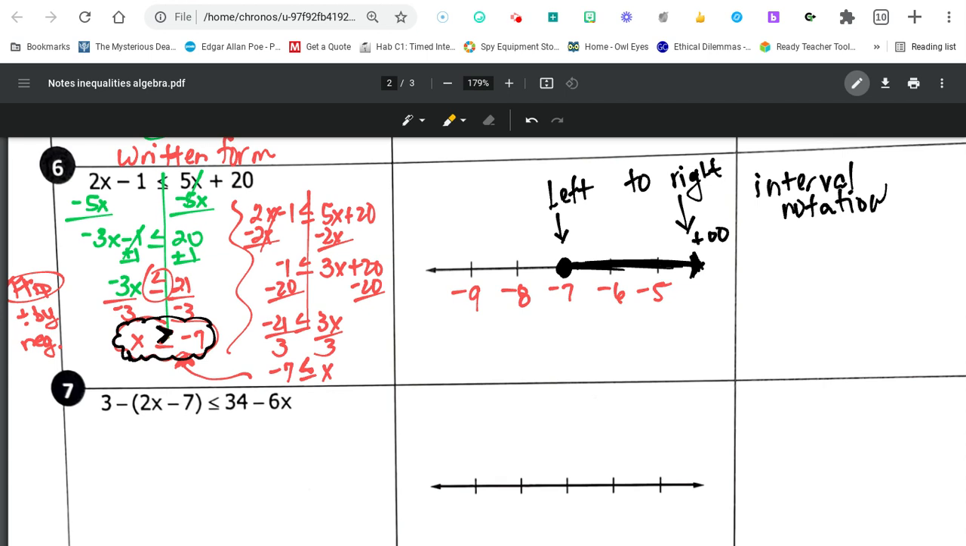Be careful when you start on the left. I'm just going to use L and R. You're going to put a bracket over here because it's a closed circle at -7. And to the right is positive infinity, so you're going to put a parenthesis, because we never put a bracket on or next to an infinity symbol when we're writing interval notation.